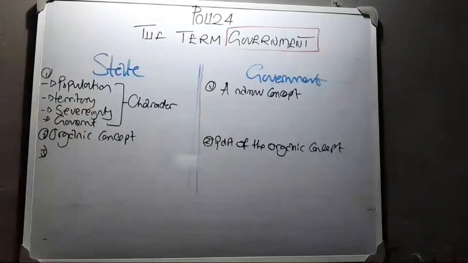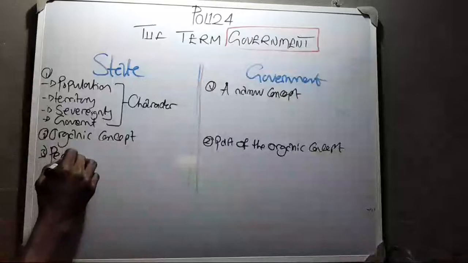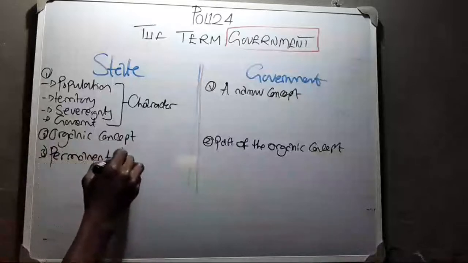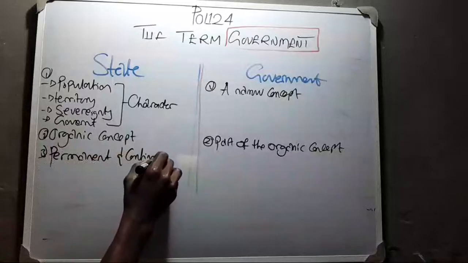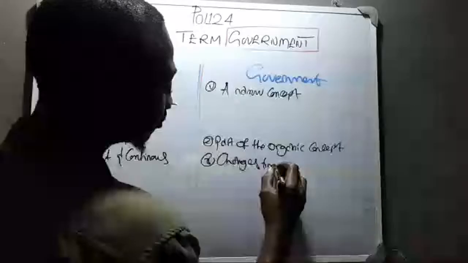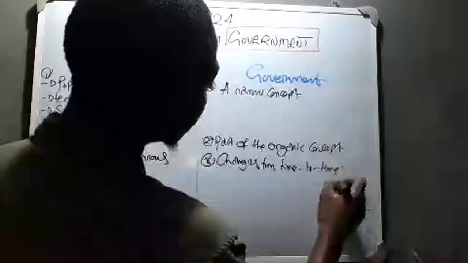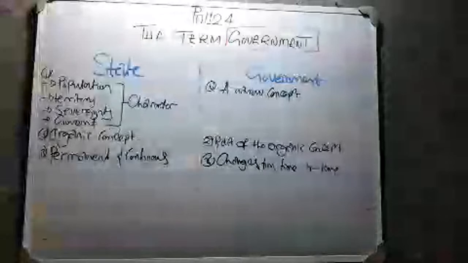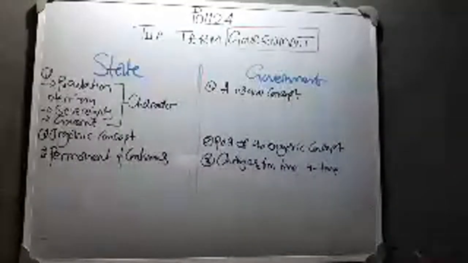Now, a state is more or less permanent and continuous. Government changes from time to time. All right. So I think we have that and that.